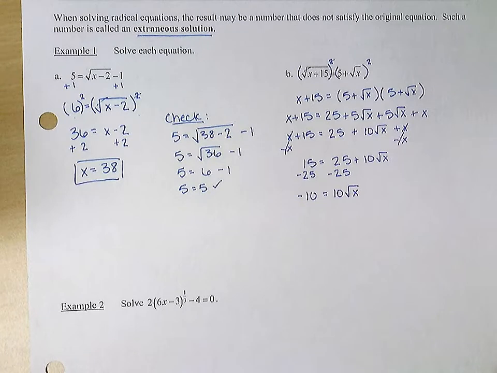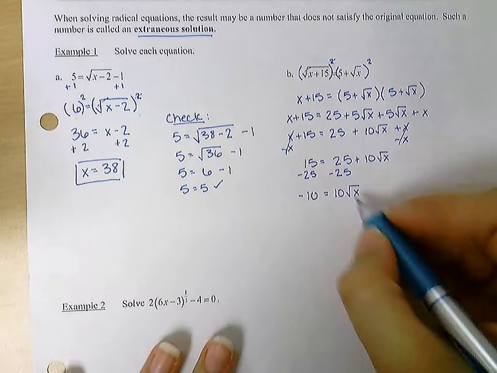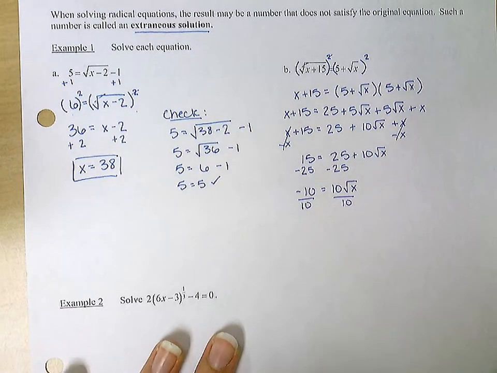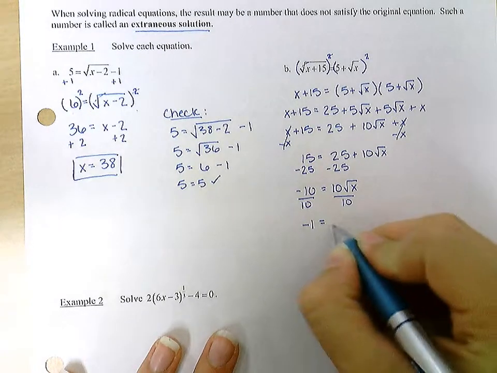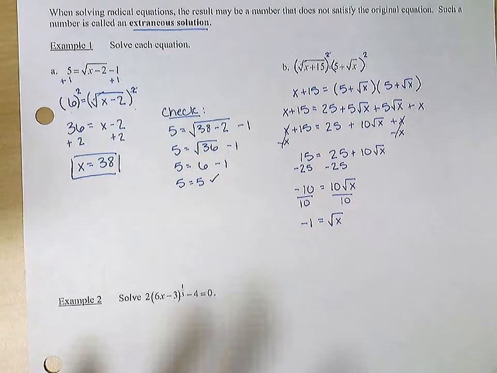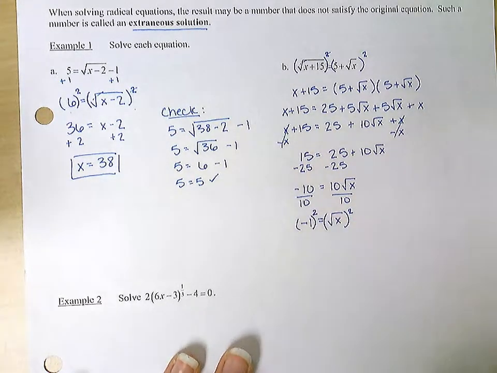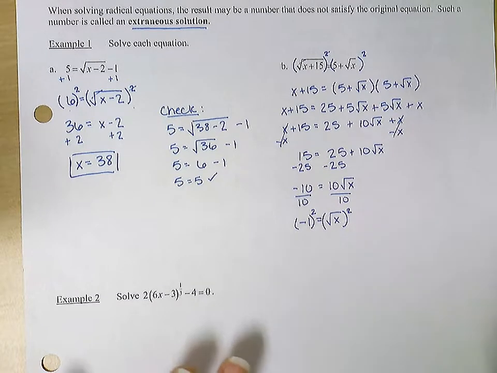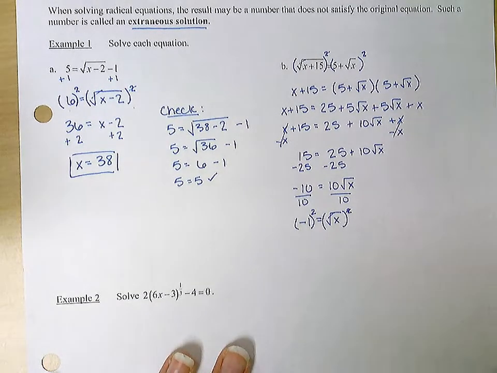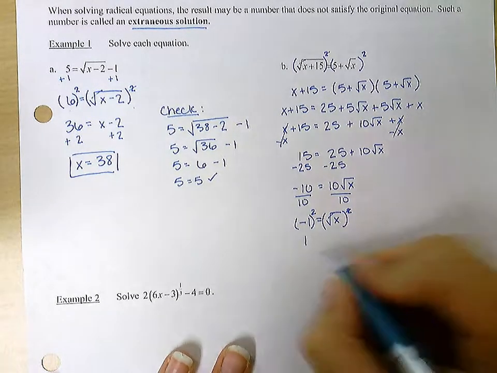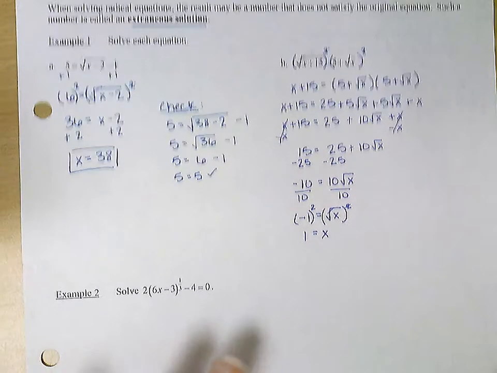Again, I need to isolate that radical. So I'm going to divide both sides by 10. So I have negative 1 is equal to the square root of x. So now that I've isolated that radical, I can raise it to the power. And that power is 2 because it's a square root. So that root and that power cancel. Negative 1 squared is 1. And that will be equal to x.